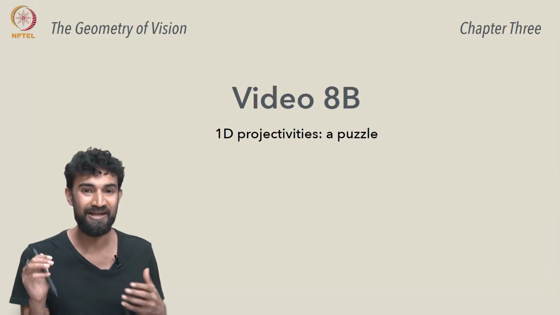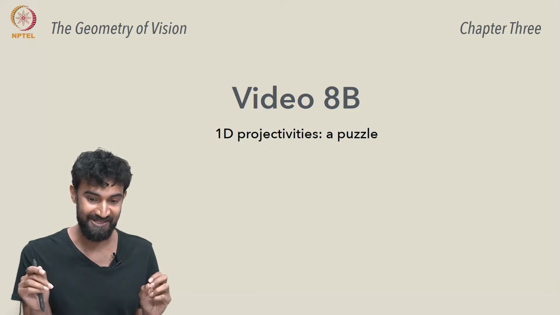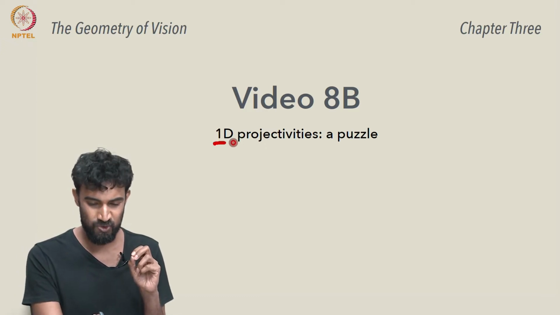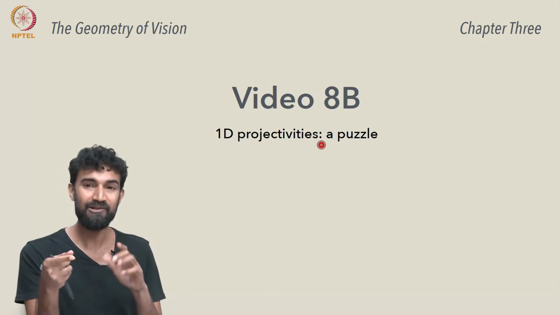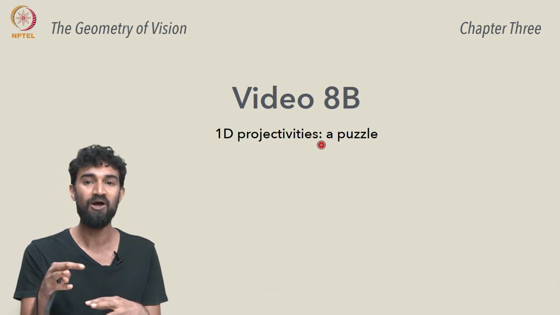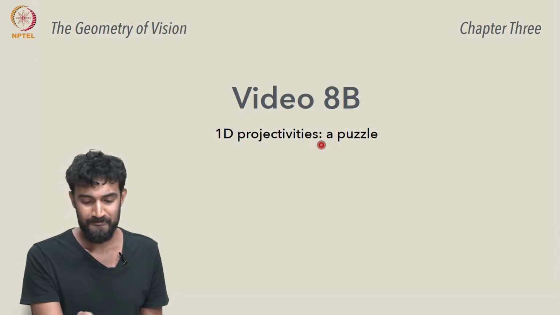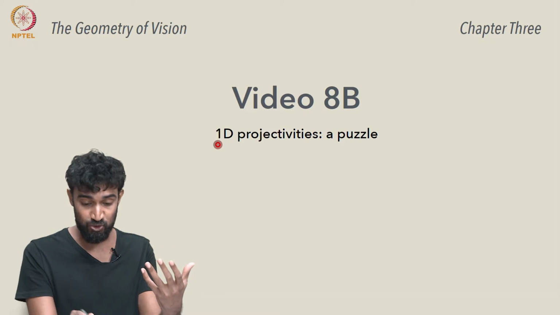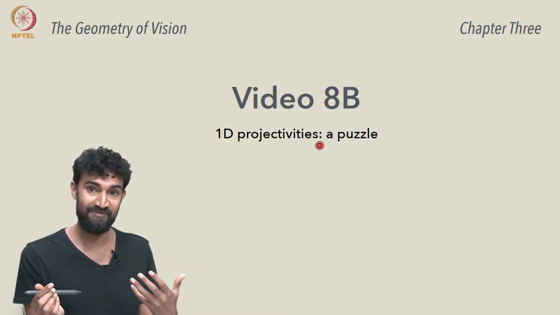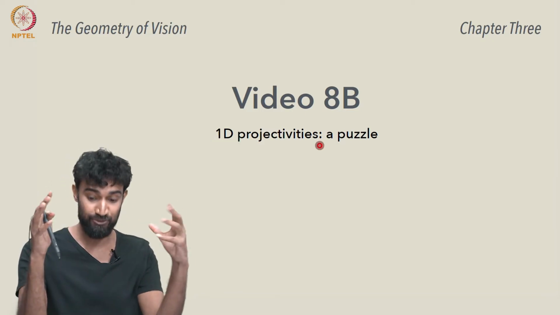So we're going to look now at projectivities between lines. And I'm going to call those 1D projectivities for short because lines are one-dimensional. So although the lines might be sitting in P2 or sitting in P3, the lines themselves are one-dimensional. So I'll call projectivities between them 1D projectivities, even if they're existing in P3.